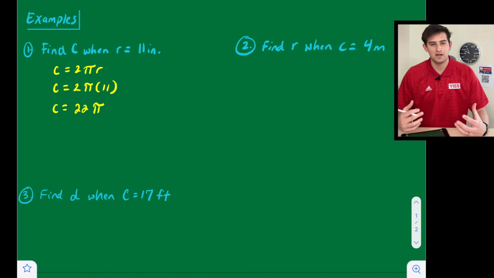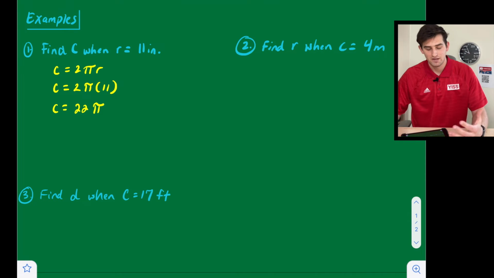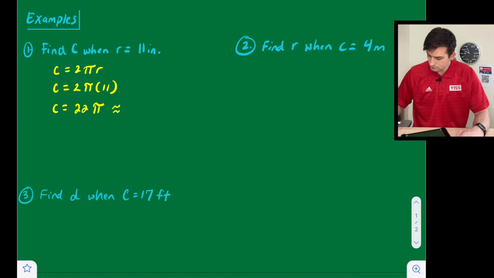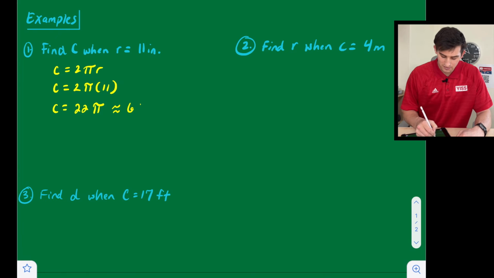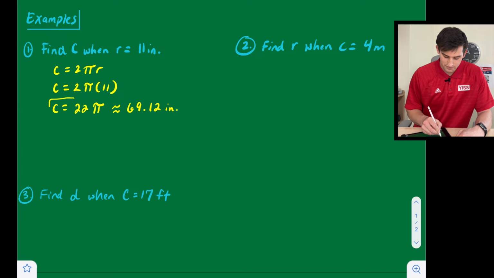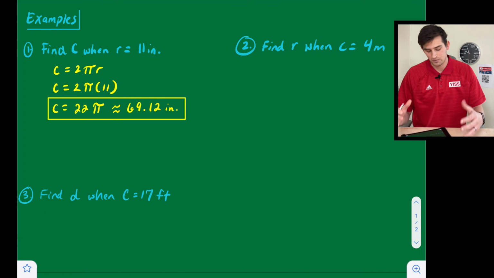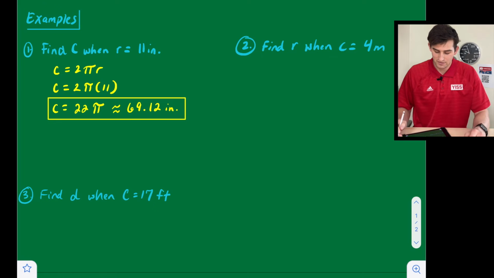So sometimes you can write your answer in terms of pi. So we say 22 pi. However, we could also approximate that by plugging that into our calculator. So if I type in 22 pi, that gives me approximately 69.12 inches. So that would be our answer for part 1. Okay, so 22 pi would be our more exact answer, and then we could round that to get an approximate 69.12.